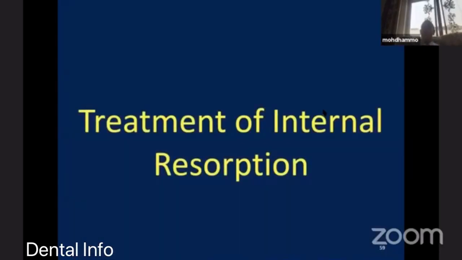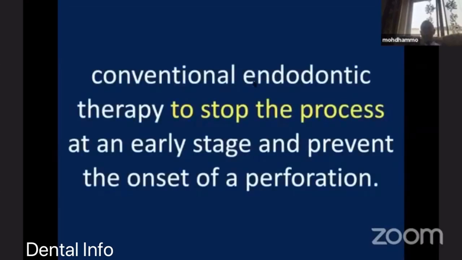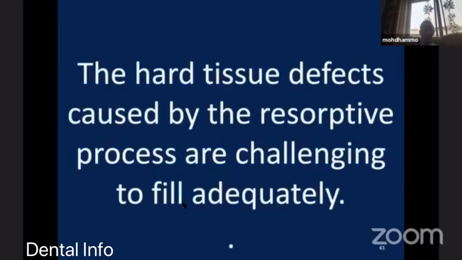What about treatment of internal resorption? Conventional endodontic therapy to stop the process at an early stage and prevent the onset of perforation. When you see internal resorption, you should intervene immediately because we are afraid this internal resorption might progress and cause perforation. So the first step is doing root canal treatment, conventional root canal treatment.